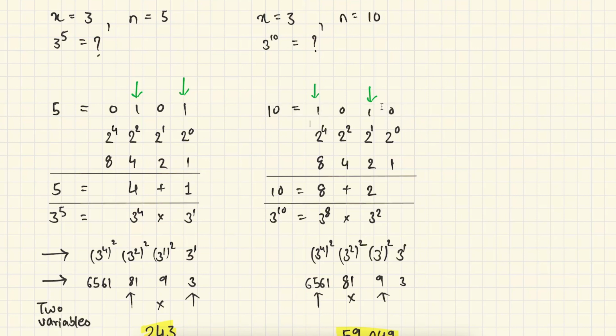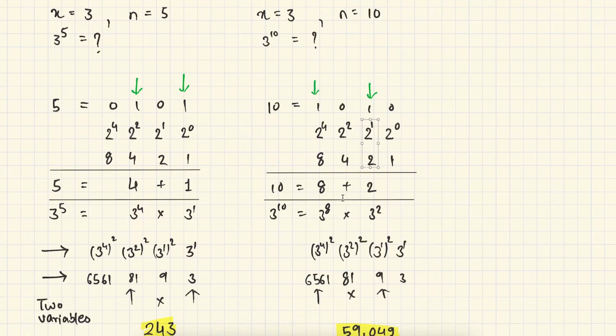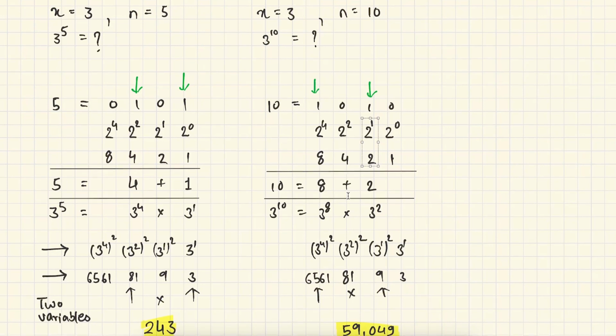It means this bit represents 2 to the power 0, this bit represents 2 to the power 1, and so on and so forth. So it becomes 2 to the power 0 becomes 1, 2 to the power 1 becomes 2, and so on and so forth. So can we write 10 is equal to 8 plus 2? Yeah, this is correct. 10 is equal to 8 plus 2.